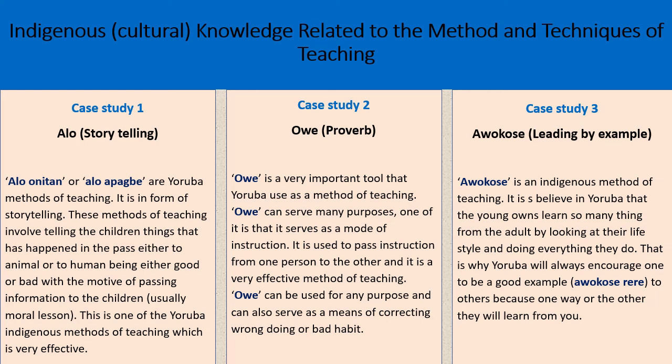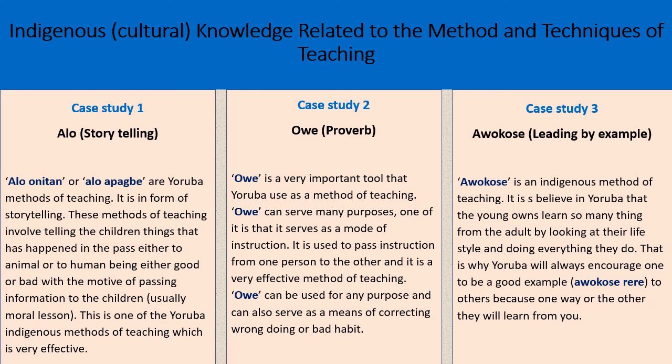Also, Owe can serve as a means of correcting wrongdoing or bad habits. So when Yoruba say, this boy, what you are doing is wrong, they come up with a particular proverb that fits that particular situation in order to teach that person a lesson.